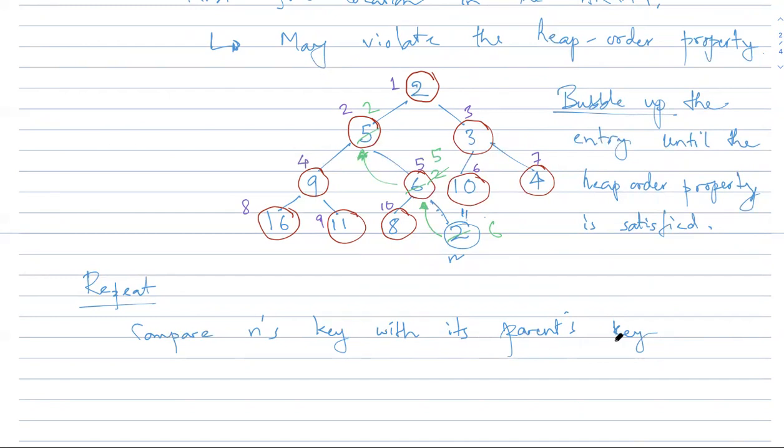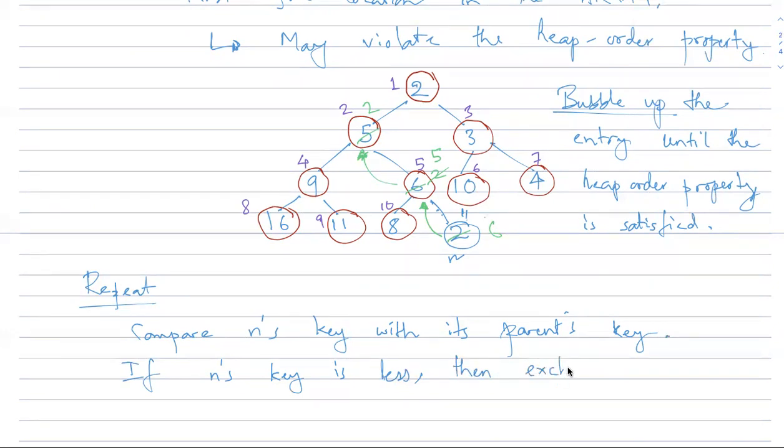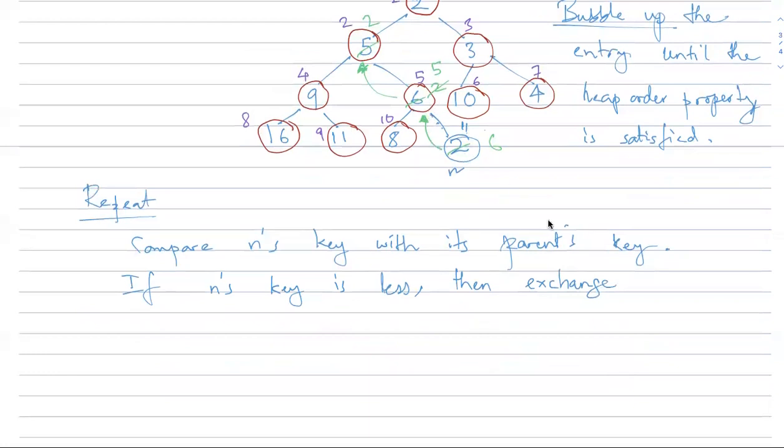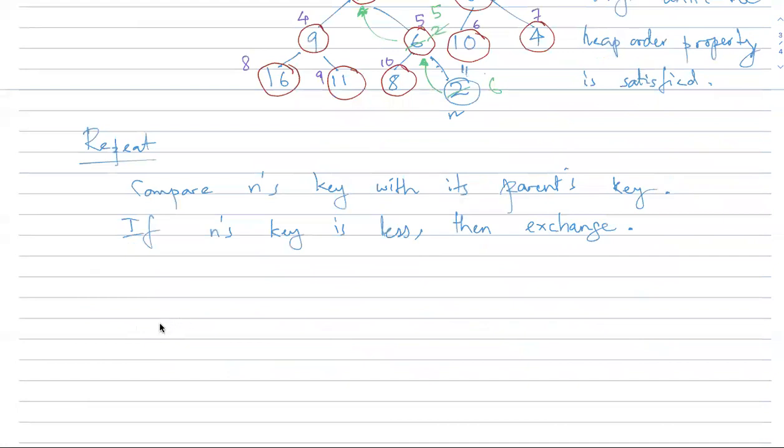So compare n's key with its parent's key. If n's key is less, then exchange. And that's what we demonstrated here. And we are going to go on till the heap order property is satisfied. Okay.